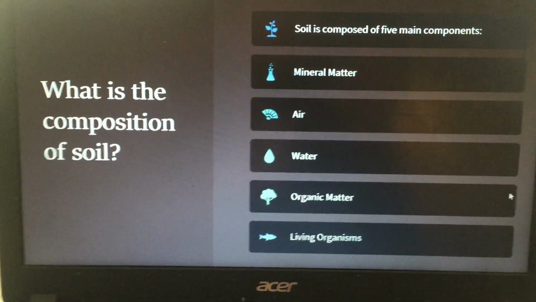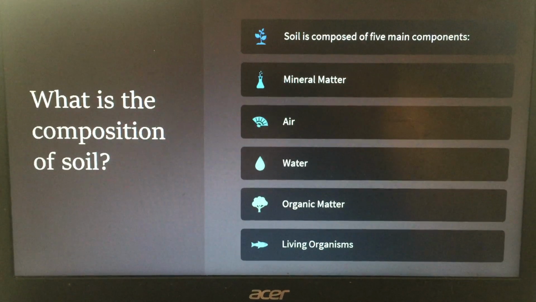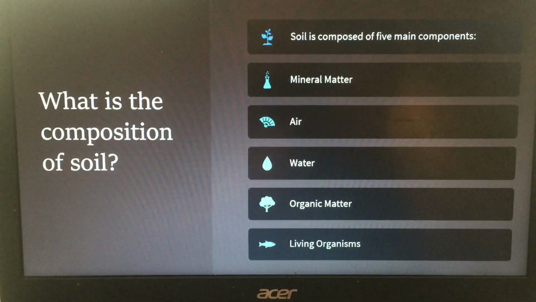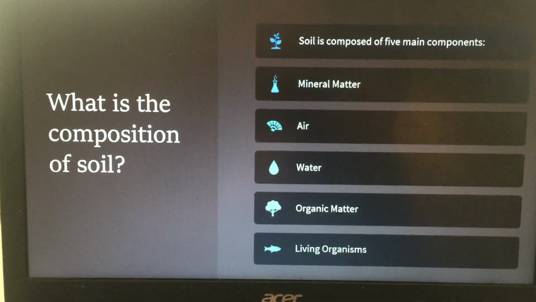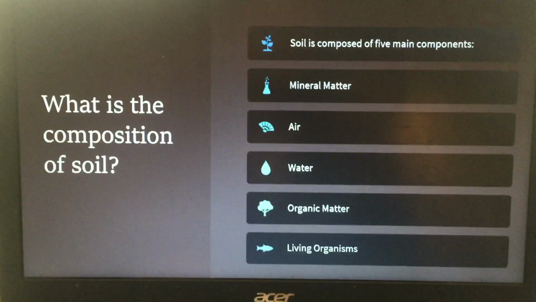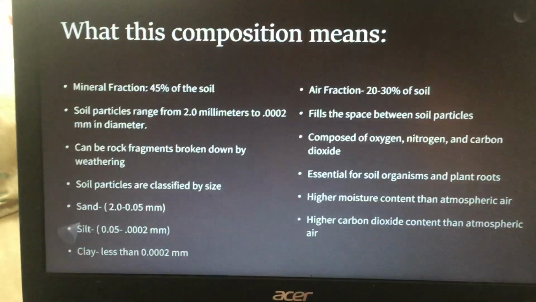Okay, so next topic that we need to discuss is what is soil composition. So there's 5 main components of the soil, and they are mineral matter, air, water, organic matter, and living organisms. We are going to dive deeper into each of these components to see how they interact and form soil.